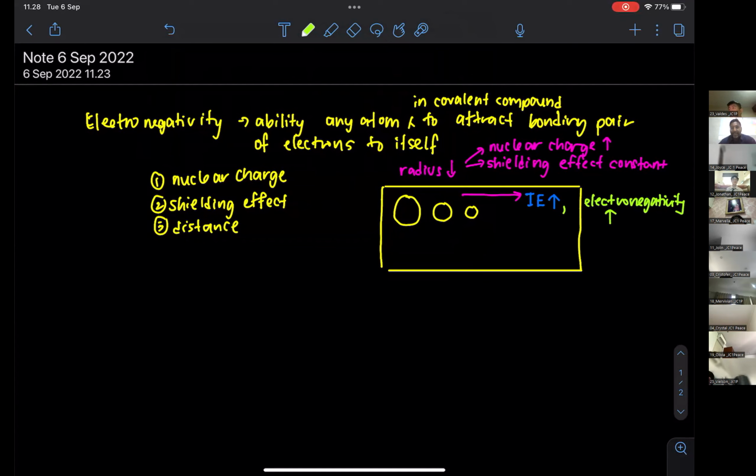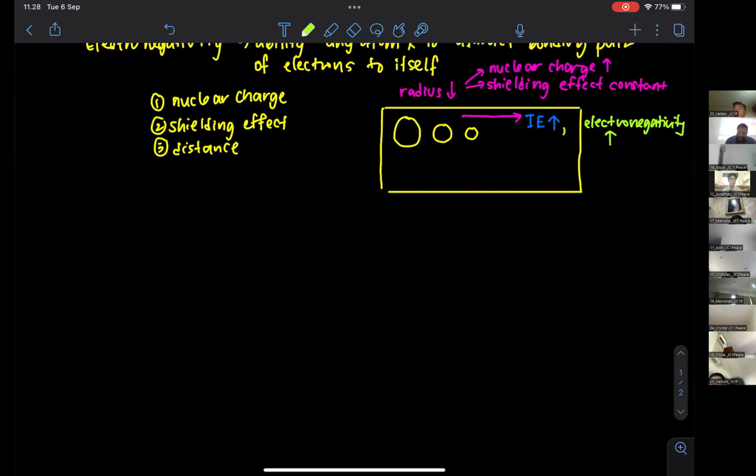So generally, any element on the right side of the periodic table has quite high electronegativity, especially when you look at N, O, F. Nitrogen is group 15, oxygen is group 16, and fluorine is group 17. And we know that fluorine is the most electronegative. Why? Because fluorine is towards the end of the periodic table on the right hand side.